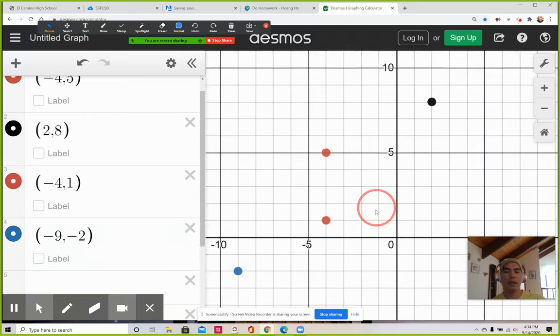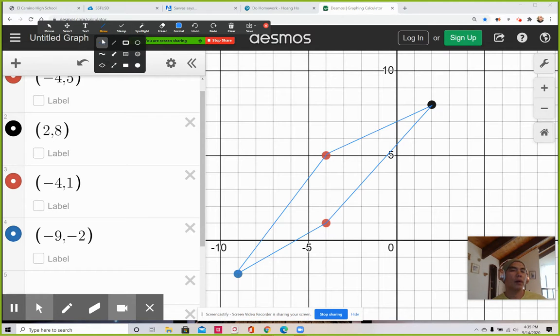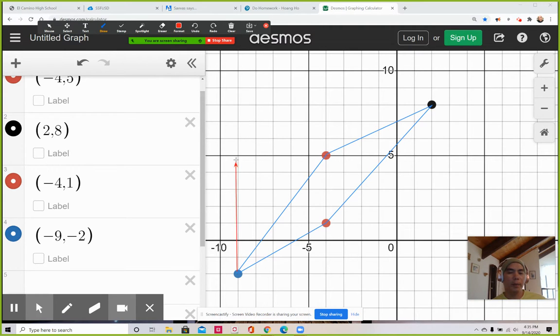Ooh, look at that. All right. Let's take a look over here. Let's connect all of them together first. Connect. Connect. Connect. All right. Now look at the slope, up to the opposite side. This is up 7, and go to the right side 5.